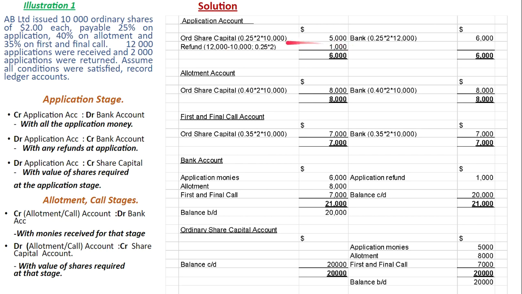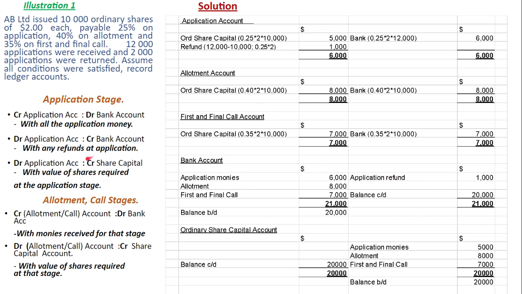So a point to notice, the application account, allotment account, and the first and final call account, they always balance no matter what stage we are on. So the double entry for the refund, we go to our bank account, we have our double entry, a credit in the bank account, narration, application refund for $1,000.